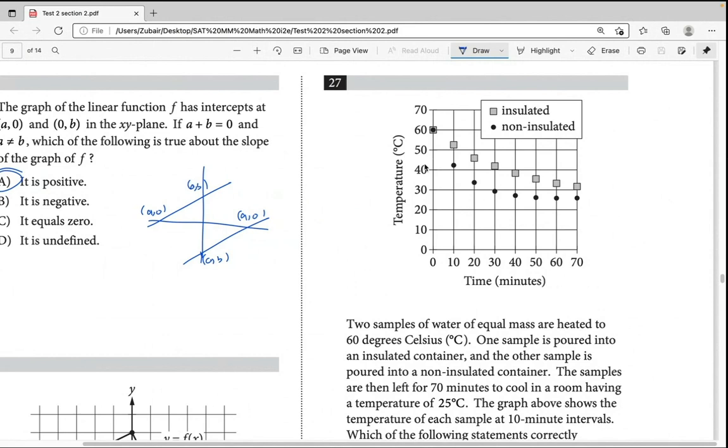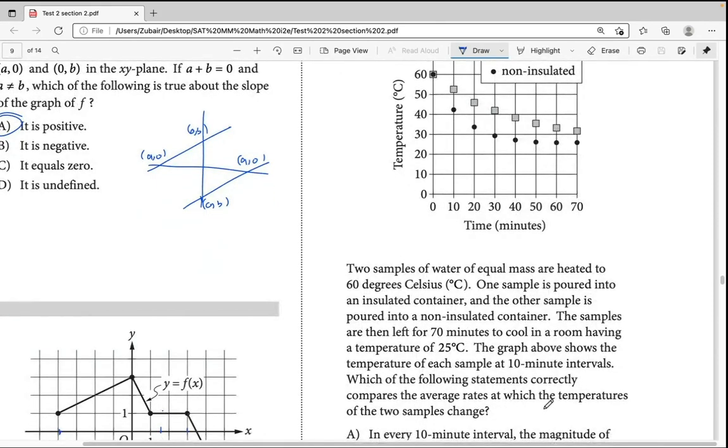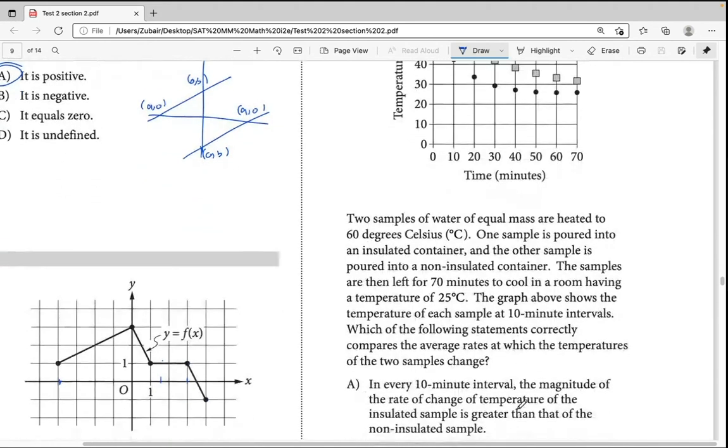Insulated, non-insulated. So non-insulated loses temperature quickly, and insulated is losing temperature slowly in comparison. Two samples of water of equal masses are heated to 60 degrees Celsius. One sample is poured into an insulated container and the other into a non-insulated container. The samples are then left for 70 minutes to cool in a room at a temperature of 25 degrees Celsius. The graph above shows the temperature of each sample at 10-minute intervals. Which of the following statements correctly compares the average rates at which the temperatures of the two samples change?